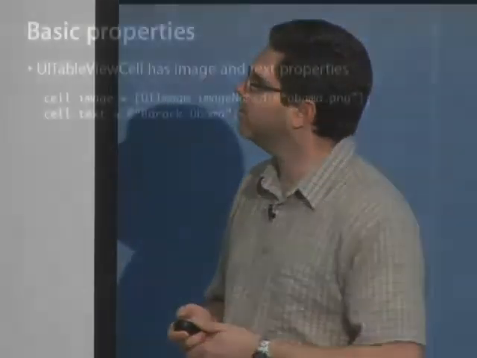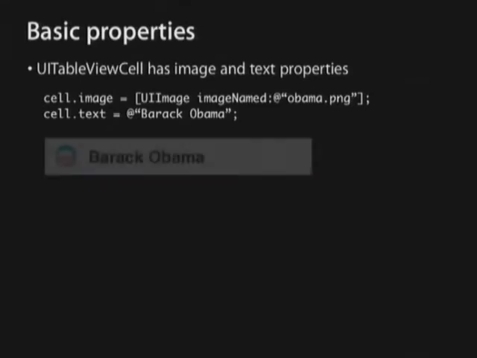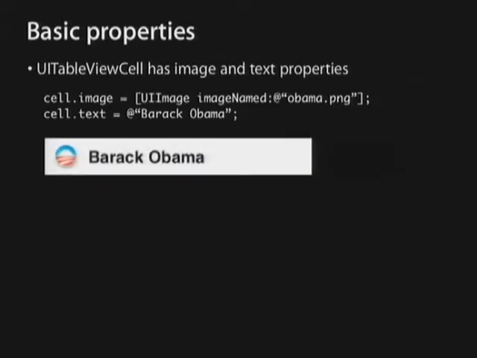All right, so let's look at cells. Cells are really where you can differentiate your table view from another one. There's a few basic properties. There's an image property and a text property. So here we've set image and text, and this is sort of the behavior you see in a lot of the simple table view cells.